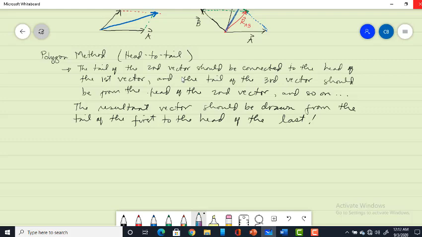So meaning the tail of the fourth connected to the head of the third. So in short, sumpay-sumpay lang. But then the resultant vector should be drawn from the tail of the first to the head of the last vector. So let me give you a specific example.